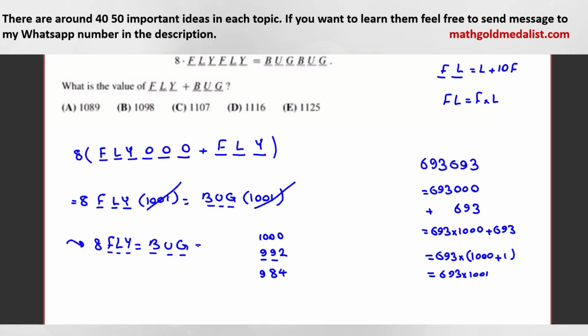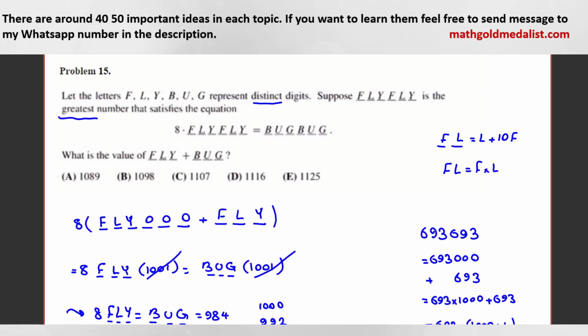So if BUG is 984, then FLY will be what? We should divide it by 8. It will be 123. And as you can see, all these 6 digits are different, so it satisfies and it is maximum.